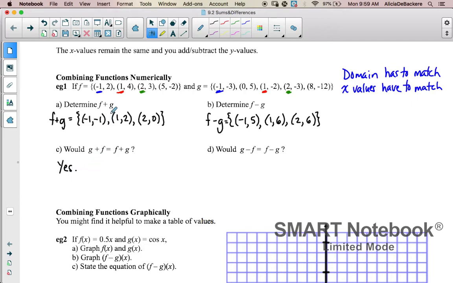And that's because the order of addition doesn't matter, right? Like if I do 2 plus negative 3, that's the same as negative 3 plus 2. I'm going to get the same answer, negative 1, no matter what.